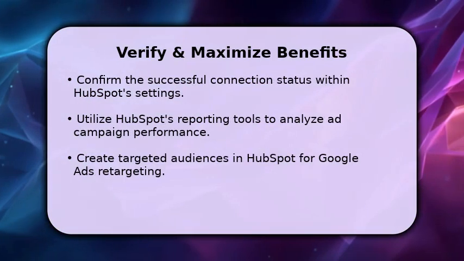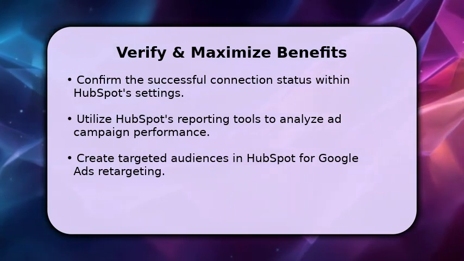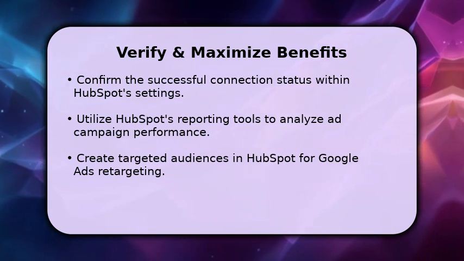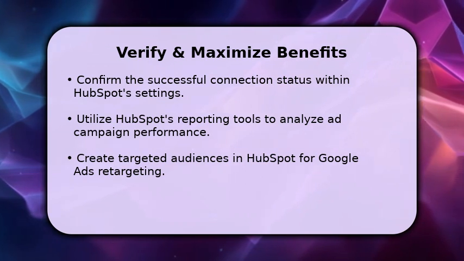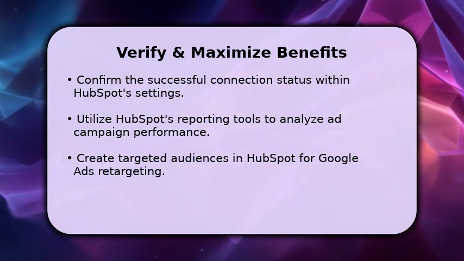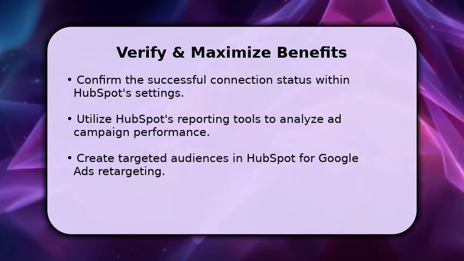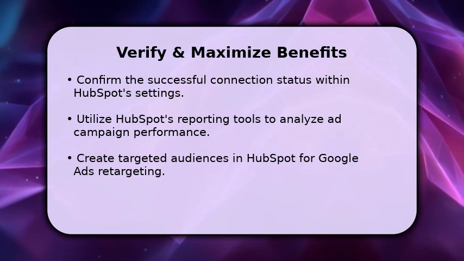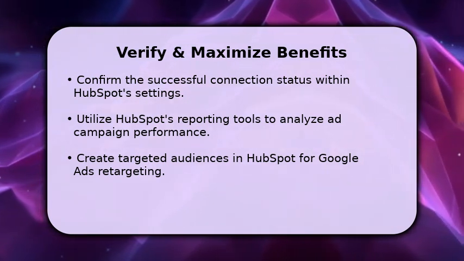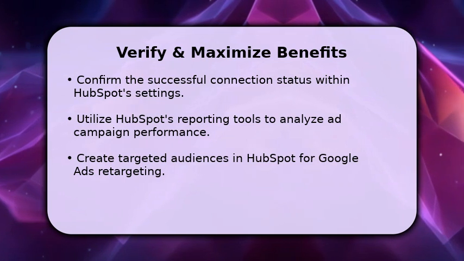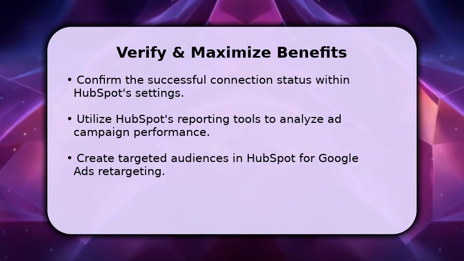Once connected, verify the integration status in your HubSpot settings. You should see a connected status for Google Ads. Now, the real power begins. You can use HubSpot's robust reporting to analyze ad performance, track leads, and understand ROI. Furthermore, create highly targeted audiences in HubSpot and sync them directly to Google Ads for more effective retargeting campaigns. This unified view helps you optimize your marketing spend and drive better results.